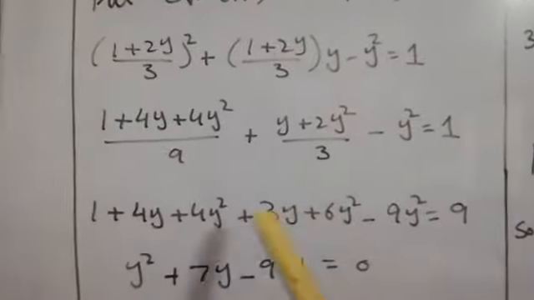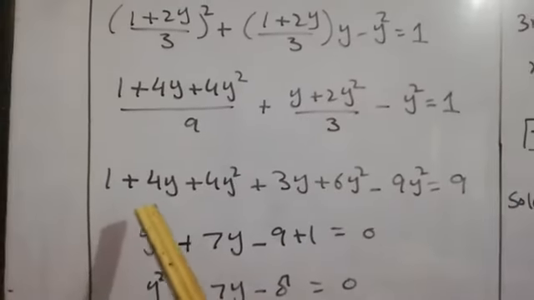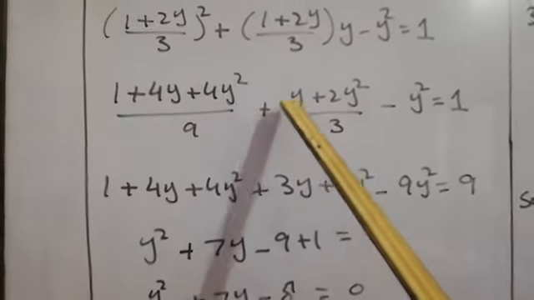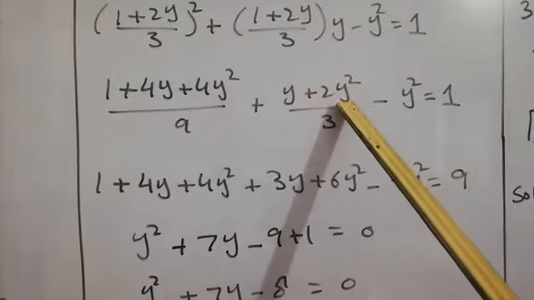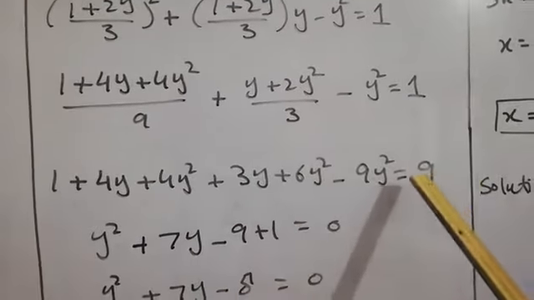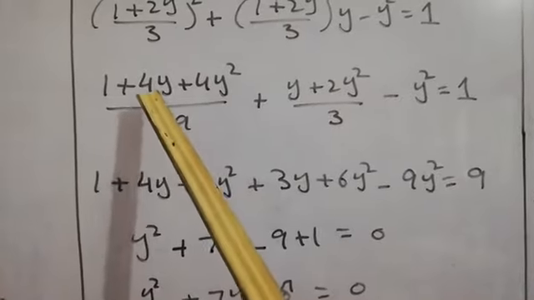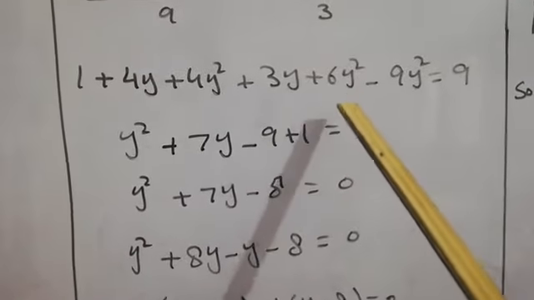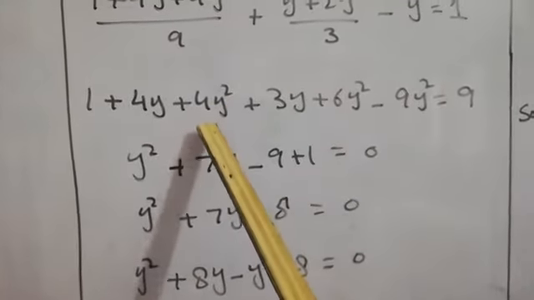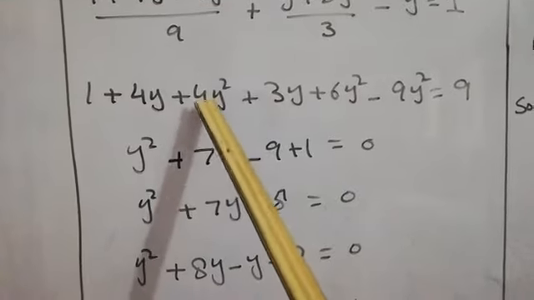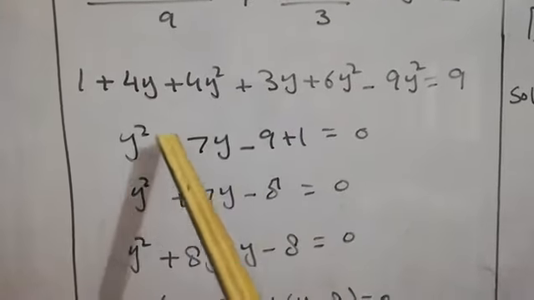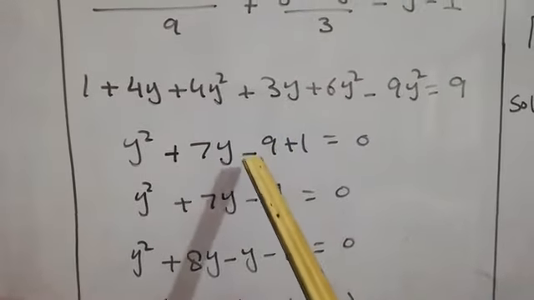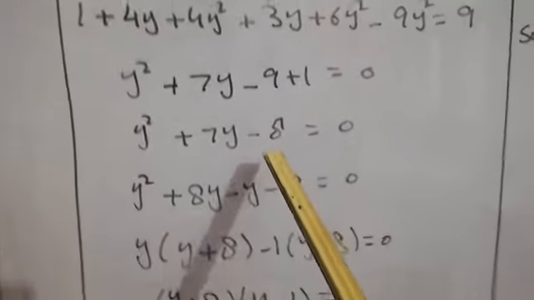We will divide the equation by 9 and we will get 1 plus 4y plus 4y square. 3 into 3 is 9. So 3y and 3 into 2 is 6y square, and minus 9y square is equal to 9. We will multiply each term by 9. Now we will combine the like terms: 6y square plus 4y square is 10y square, minus 9y square equals y square. Like this, 4y plus 3y is 7y, and 1 minus 9 equals minus 8.